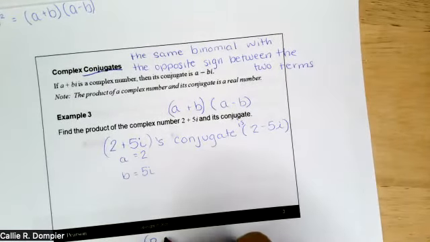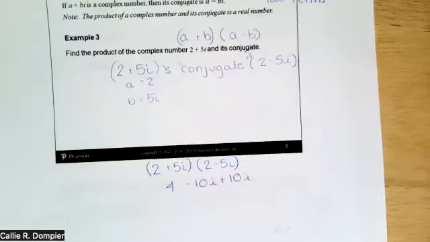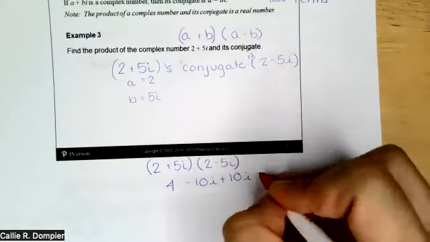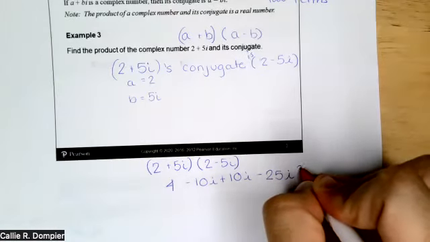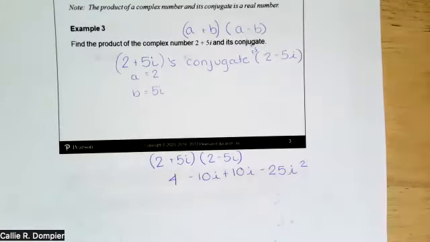So then you just factor it. 2 plus 5i times 2 minus 5i. 2 times 2 is 4. 2 times negative 5i is negative 10i. Positive 5i times 2 is positive 10i. I'm sorry, 5 times negative 5 is a negative 25i squared.